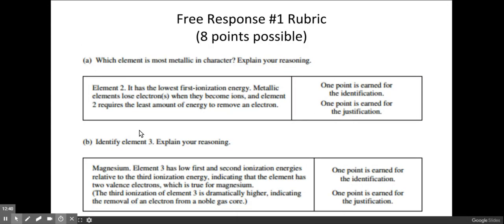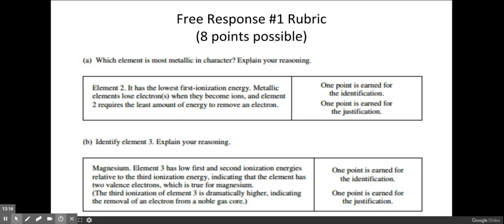For B, identify element 3. Element 3 is magnesium, so you get 1 point just for figuring that out. The second point is earned from your justification or reasoning. Element 3 has a low first and second ionization energy, so the increase in ionization energy is fairly modest, but at the third ionization energy there's a big jump. That indicates this element has only 2 valence electrons, and since these elements are in the third period, we know that magnesium is our only reasonable choice.